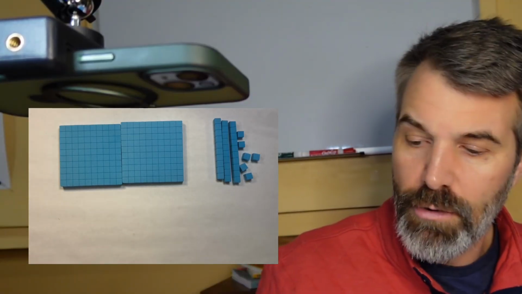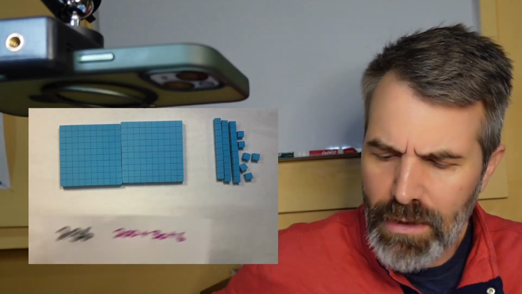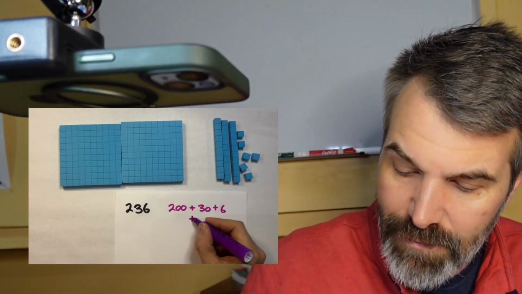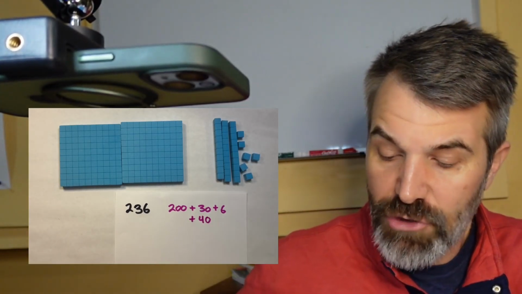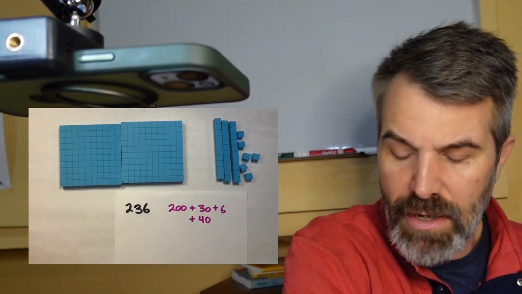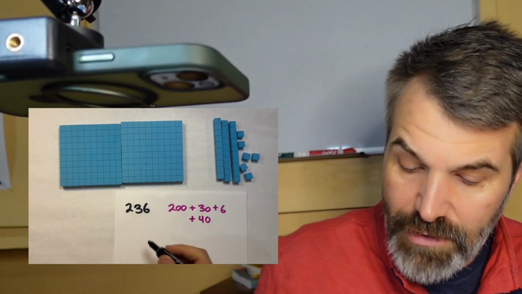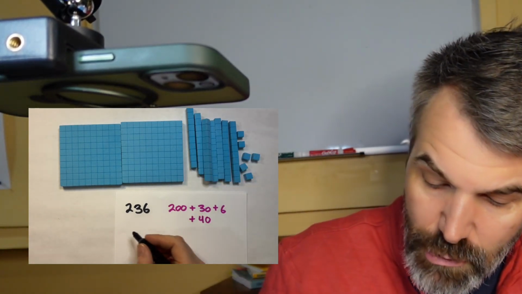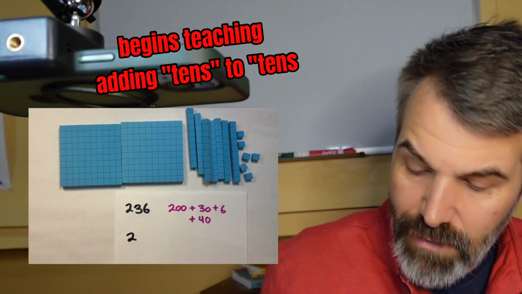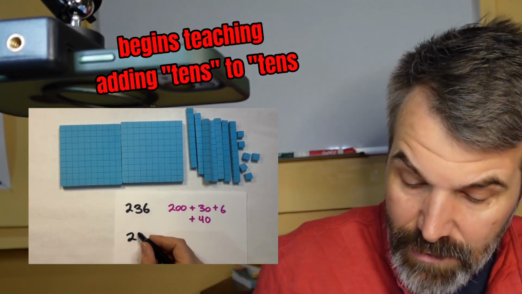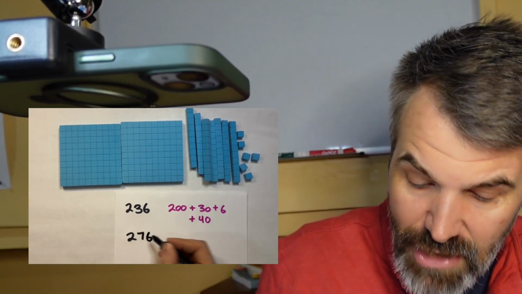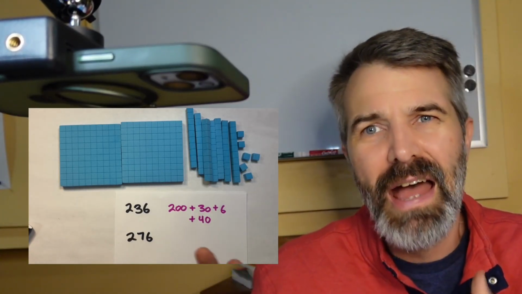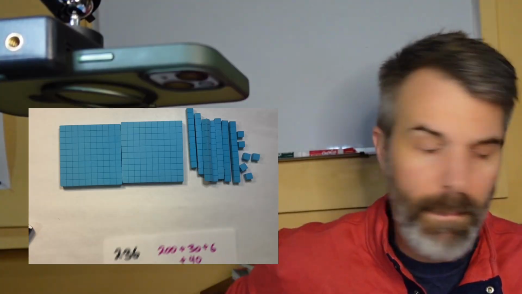I'm going to go back to my 236 and bring it back over to here and say, what does that look like in my scenario here? In that particular case, we added 40. So instead of 236, the hundreds didn't change. There were still the same hundreds, so I've still got 200, but this time instead of 30, now I've got 7 tens, or 70, and my 6 didn't change. I got 276 when I'm adding 40 like that. And that's a way that I can process how to add with base 10 blocks.